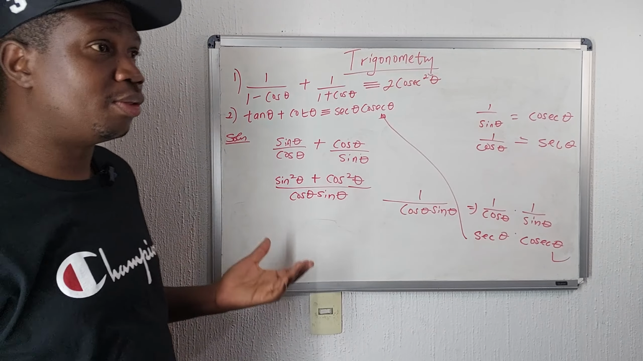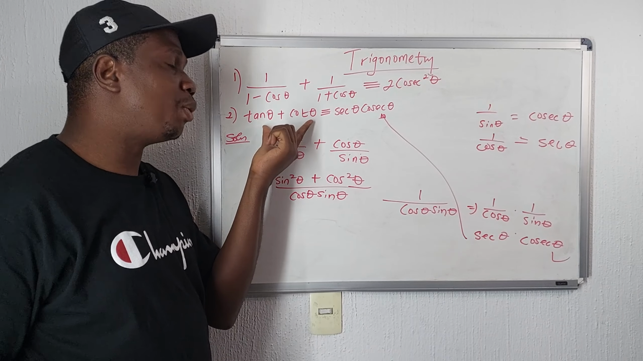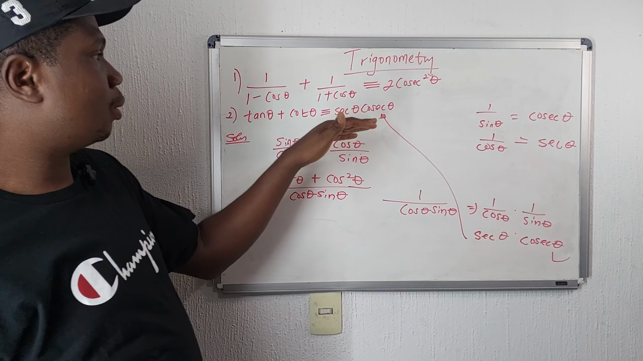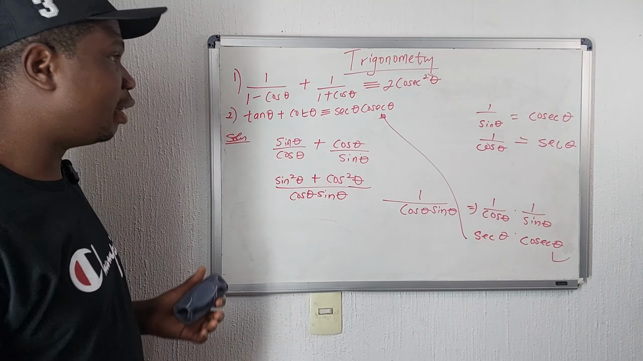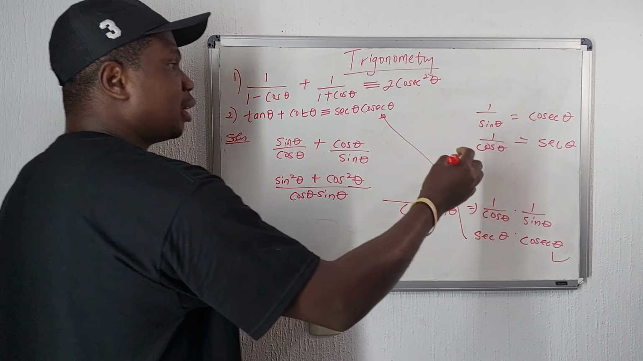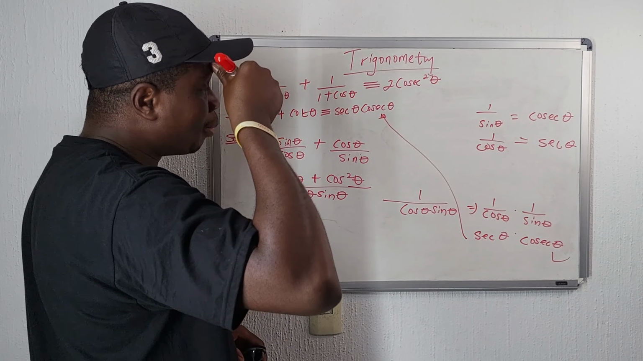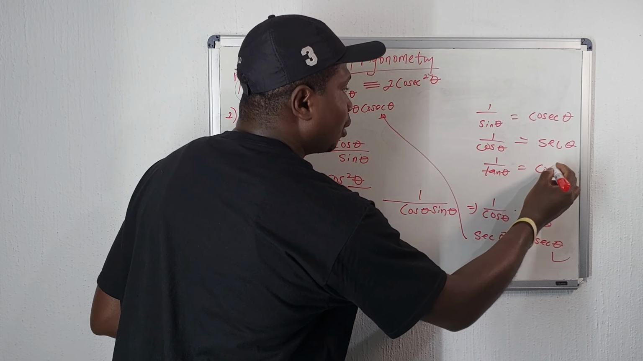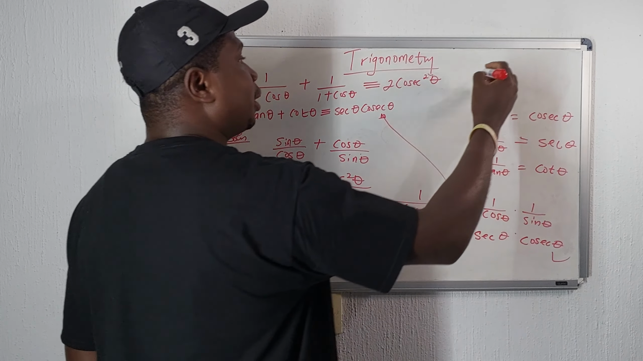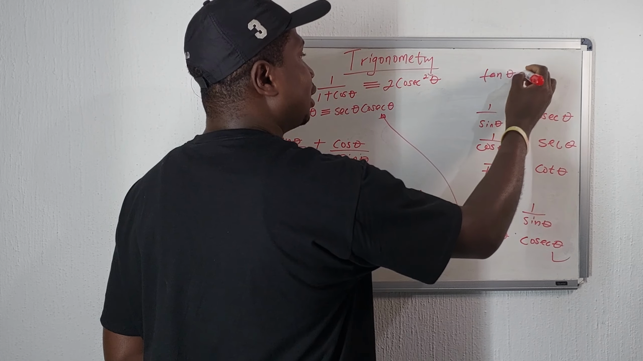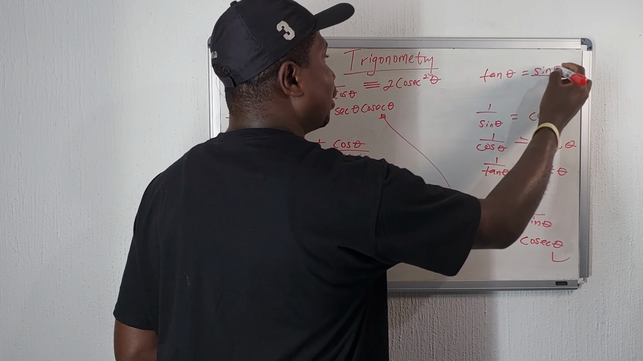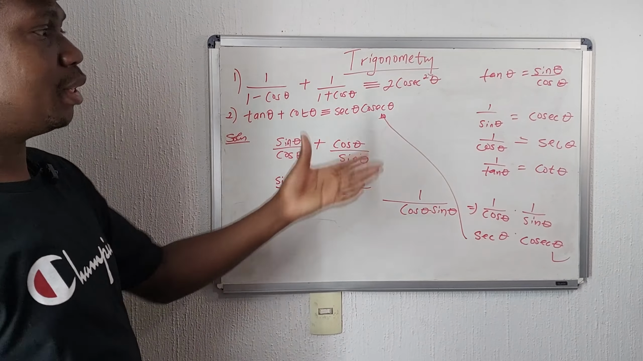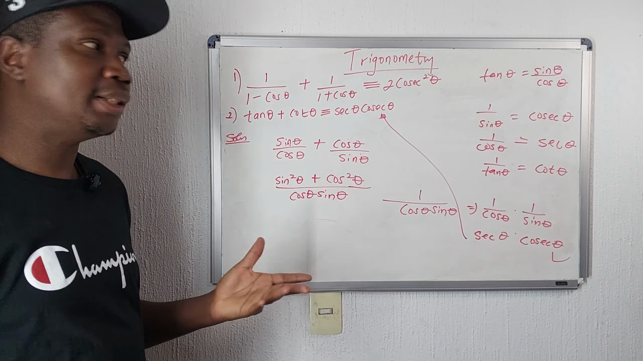So basically, as I've said before, it's just to try to find a way to simplify your left hand side so that it looks like this, using the reciprocals of trigonometric ratios: 1 over tan theta, which is cotangent of theta. Then the last one you can use is tan theta is sine theta over cos theta. So these are the basic things you can use to solve any trigonometric identity.